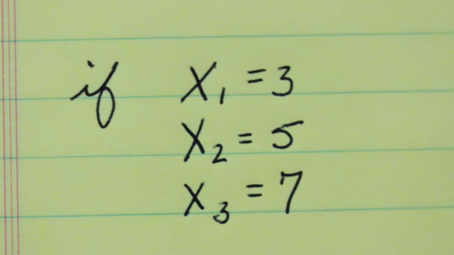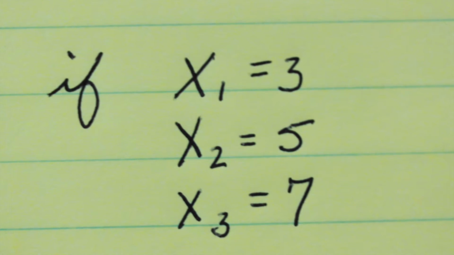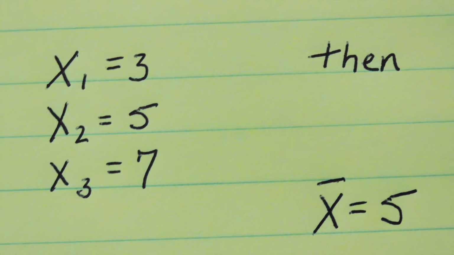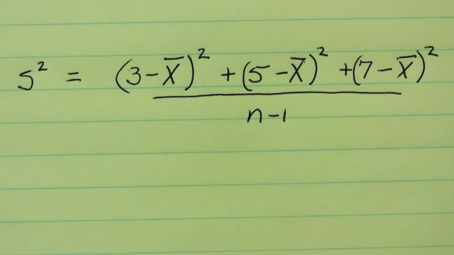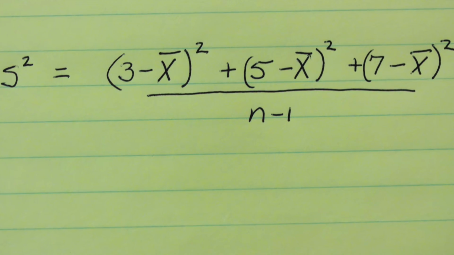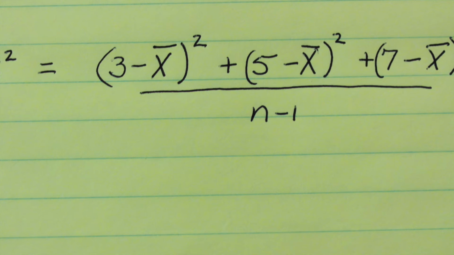Let's look at an example, again, where x is 3, 5, and 7. If that's true, then our sample mean is equal to 5. You can check the last video if you don't remember how to get that. So then our variance becomes (3 minus x bar) squared, (5 minus x bar) squared, (7 minus x bar) squared, all divided by n minus 1.